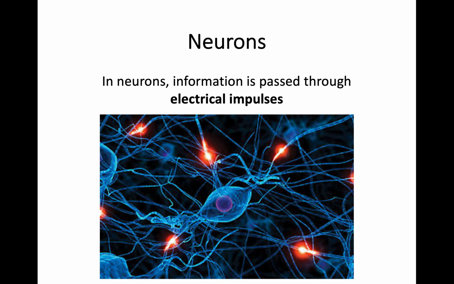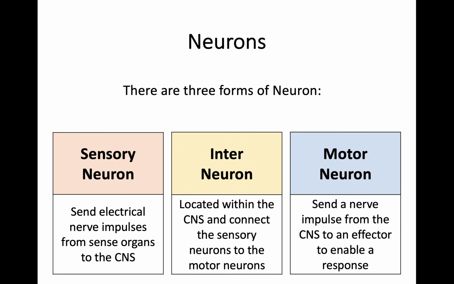Your nervous system is made up of neurons, and through neurons, information is passed along through electrical impulses. This is going to be different from hormones that we'll look at in the next video. There are three main neurons that we need to know though. There's the sensory neuron, the interneuron, and the motor neuron. And if you want to try and remember the order of this, think SIM, S-I-M, sensory, inter, motor.